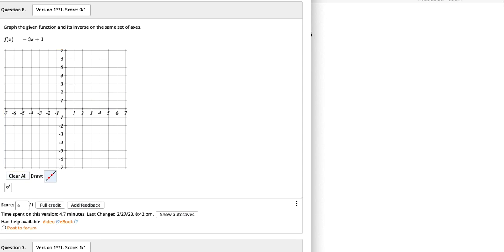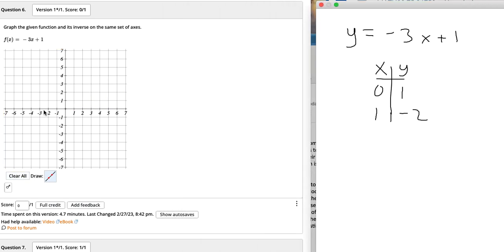So let me go over here and scoot this over so I can see what I just did. Do this with the mouse. X is 0, y is 1. And then when x is 1, y is negative 2. So there's our y-intercept at 1, and then our slope of negative 3. It's going over 1 and down 1, 2, 3 for our negative.